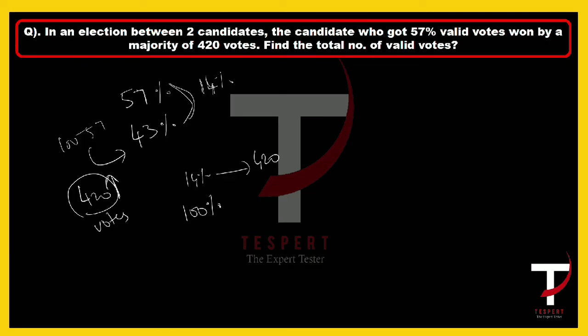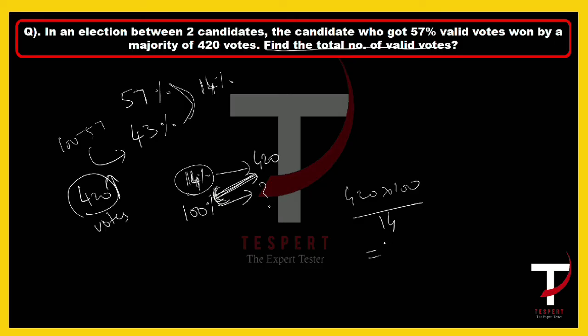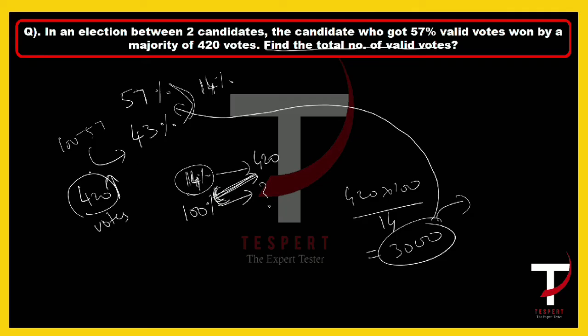Why 100%? We are asked to find the total number of votes. So 14% is 420. What is 100%? Just cross multiply: 420 into 100 by 14. Just calculate: it is equal to 3000. So 3000 are the total votes. Out of this 3000, 57% votes were cast for the winner, and the remaining 43% were for the loser.